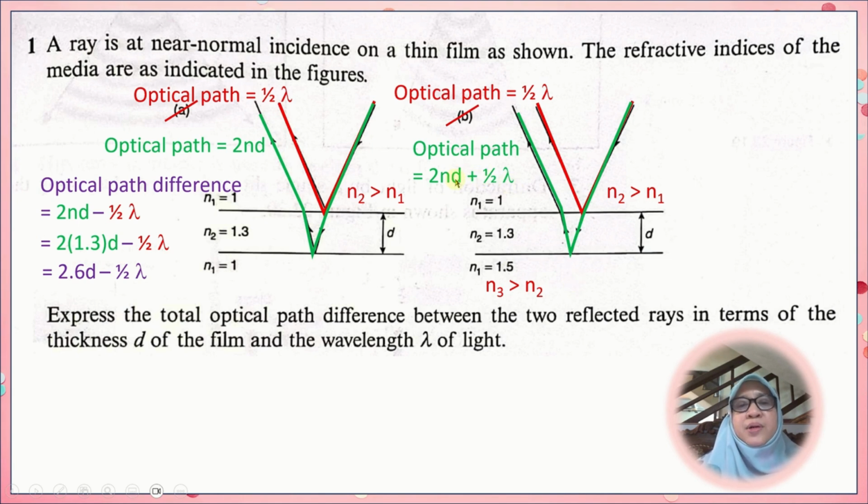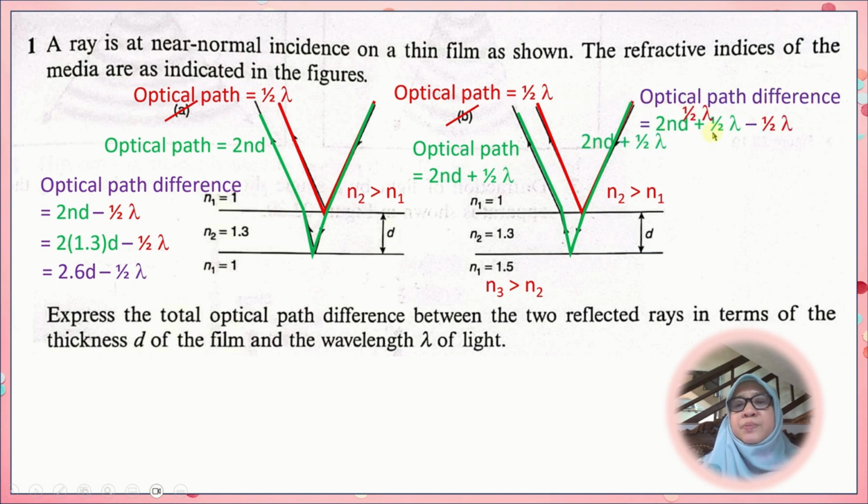Now the optical path difference will be final minus initial, so 2nd plus half lambda minus half lambda. Simplifying this, we get 2nd. Then we substitute the n here. The reflected ray is in the medium 1.3, so we substitute 1.3 into the equation and we get the answer 2.6d. So that's the answer to question 1.